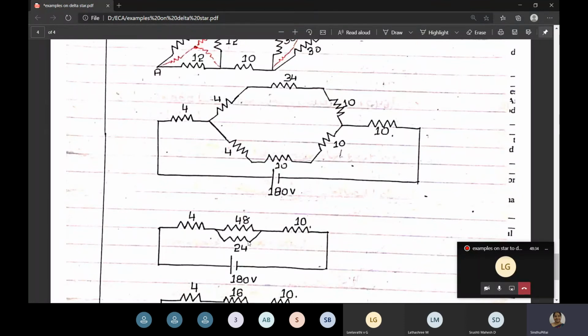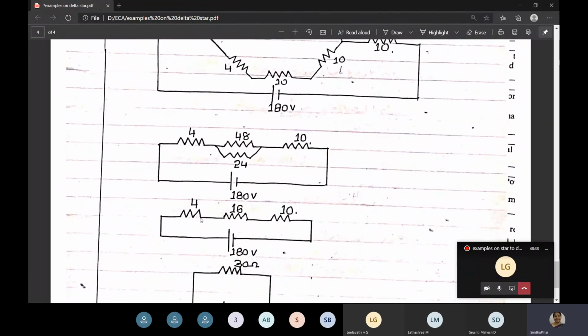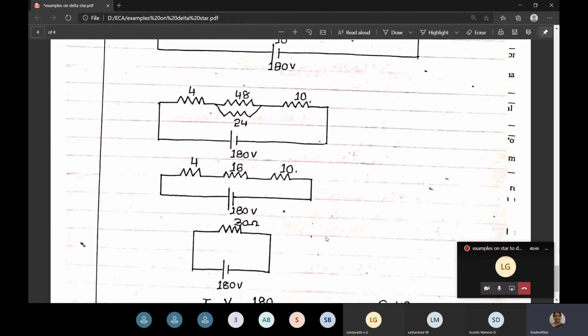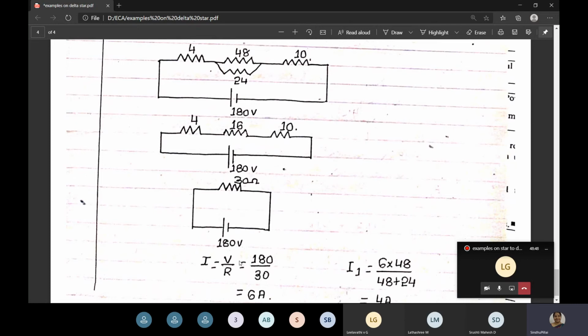So we'll get one resistor, and then all the 3 resistors will be in series. That is 4, 16 and 10. Completely they are in series. So we'll get nearly 30 ohms. 30 ohms and 120 volts. The main current I is equal to V by R, that we'll get as 6 amps.